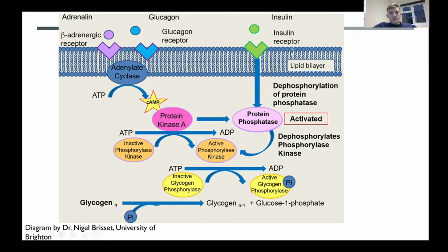When insulin comes in, it will bind to a receptor of its own in the lipid bilayer. This is an example of what happens when an enzyme is dephosphorylated and then becomes activated. The insulin receptor causes this protein phosphatase to be dephosphorylated, so a phosphate is removed, and that activates it. This protein phosphatase will in turn dephosphorylate phosphorylase kinase, meaning the cascade now stops here, so glycogen phosphorylase can't be activated, and therefore glycogen can't be broken down further.